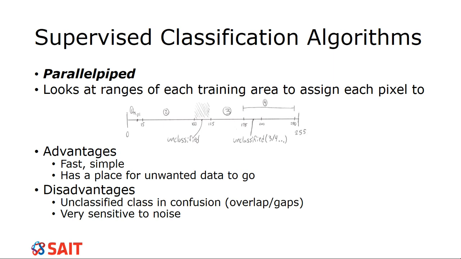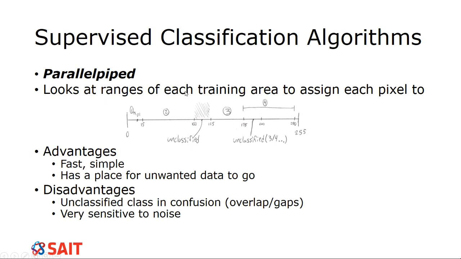We're looking at ranges. On my little diagram, let's say my first class goes from 0 to 15. That's the range of it. Any pixel that falls within this range is going to be in class 1. Class 2 goes from 15 to 100. Class 3 is 125 to 200. And then class 4 is 175 to 250. So we're going to have a bit of an overlap here, and a gap right here. That's how that's identified.